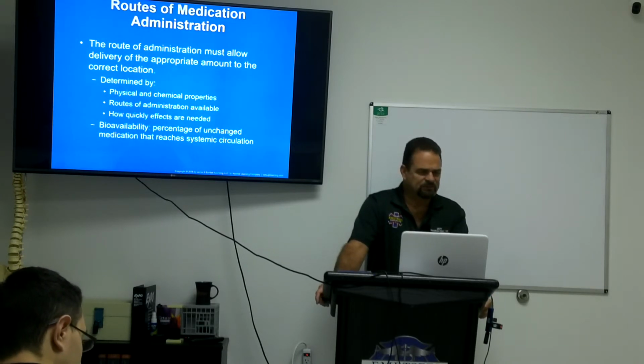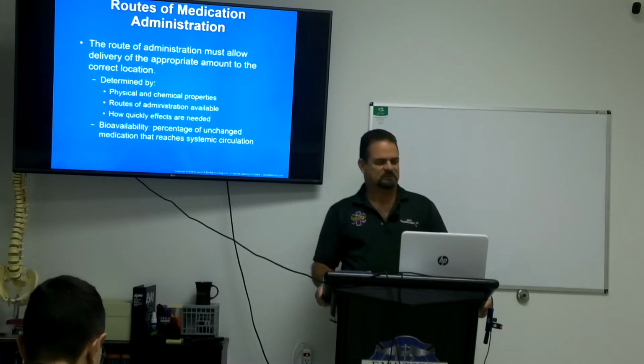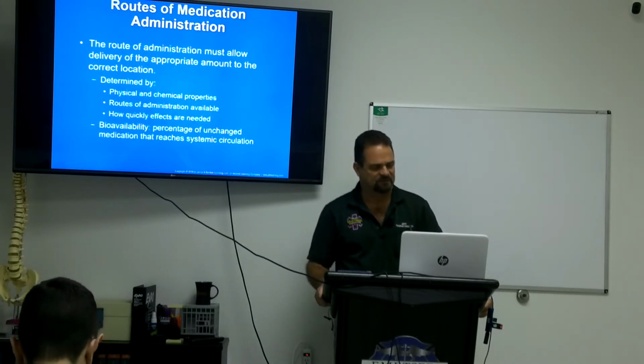All right, so routes of medication continue. The route of administration must allow delivery of the appropriate amount of the correct drug. It is determined by the following: physical and chemical properties of the medication, routes of administration available for a patient, and how quickly the effects are needed.